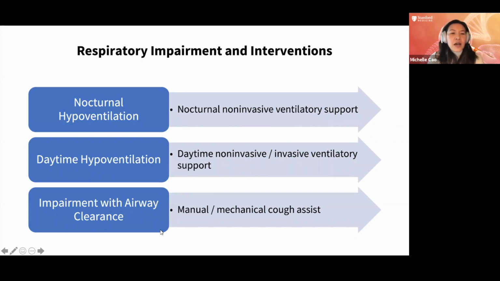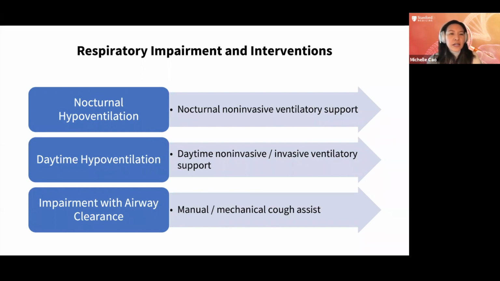There are three main categories where respiration can be affected, and there are interventions associated with this. So this is sort of a summary slide here. The first category is that patients can have nocturnal hypoventilation, and the treatment would be using a non-invasive ventilator device. We call it nocturnal non-invasive ventilatory support.